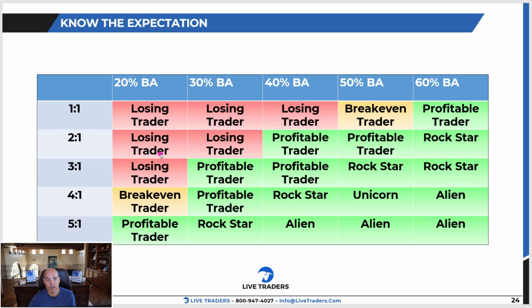Tough spot to be in. 2-to-1, well, you better have at least a 40% batting average. Right? Get to 50, you're profitable. You get to 60, you're a rock star. If you're doing 3-to-1, well, note, you don't need to win as often. But, right? But it's a lot harder to do. Takes more time. You're probably going to need a little more money because you're going to be in more open positions at the same time. 4-to-1, 5-to-1, whoo. You're a unicorn, an alien.